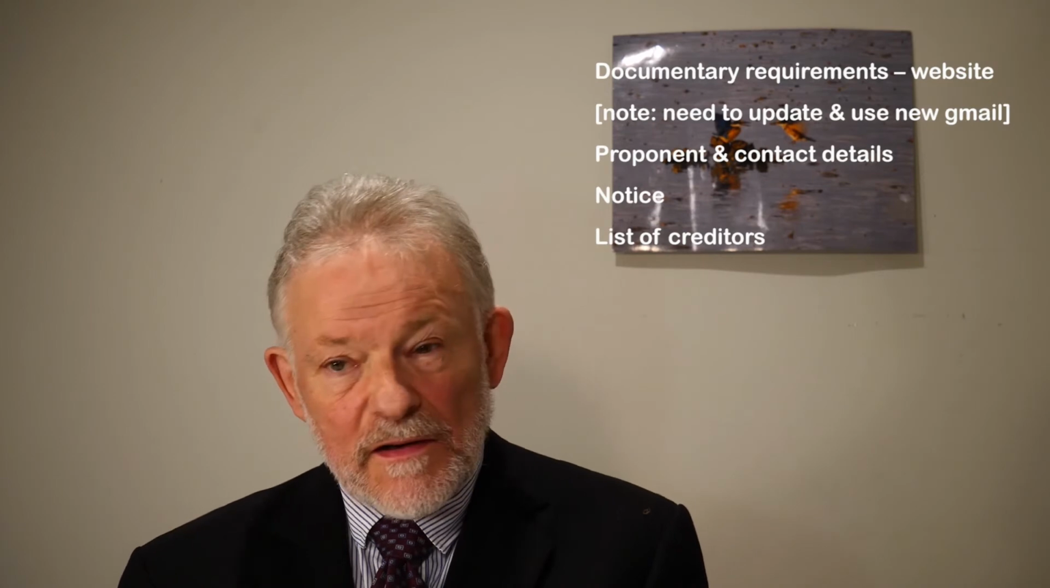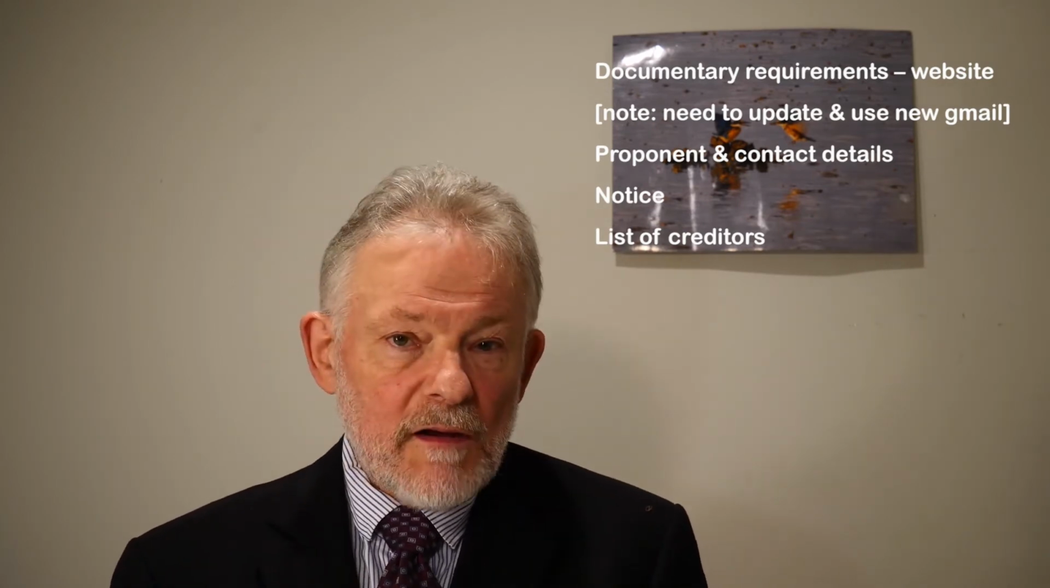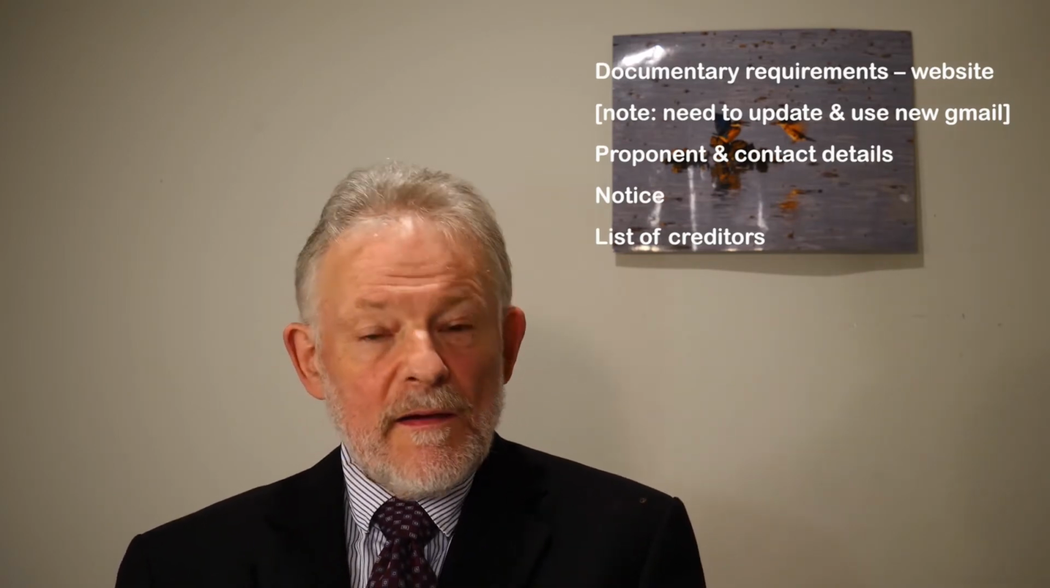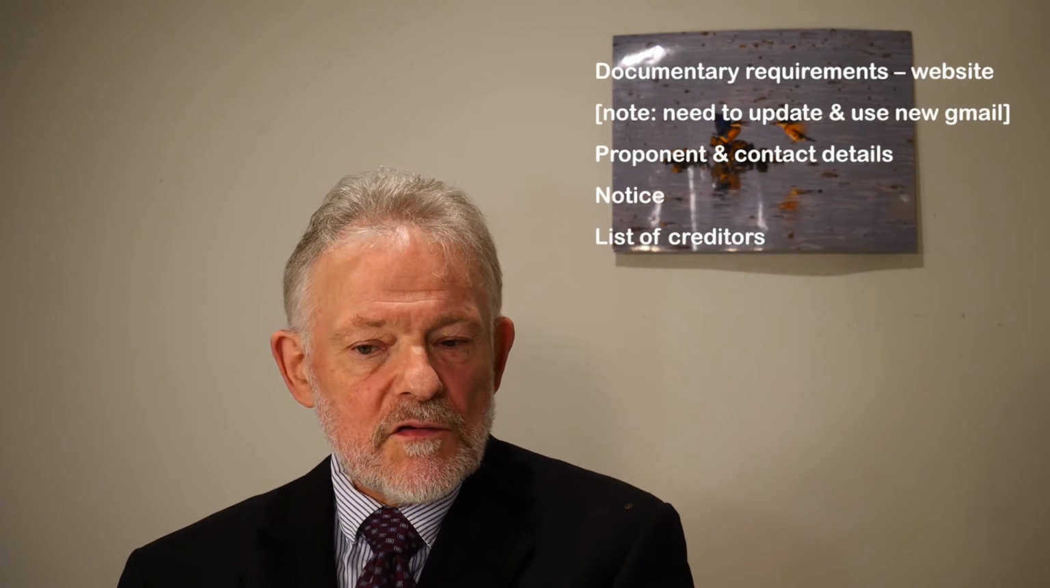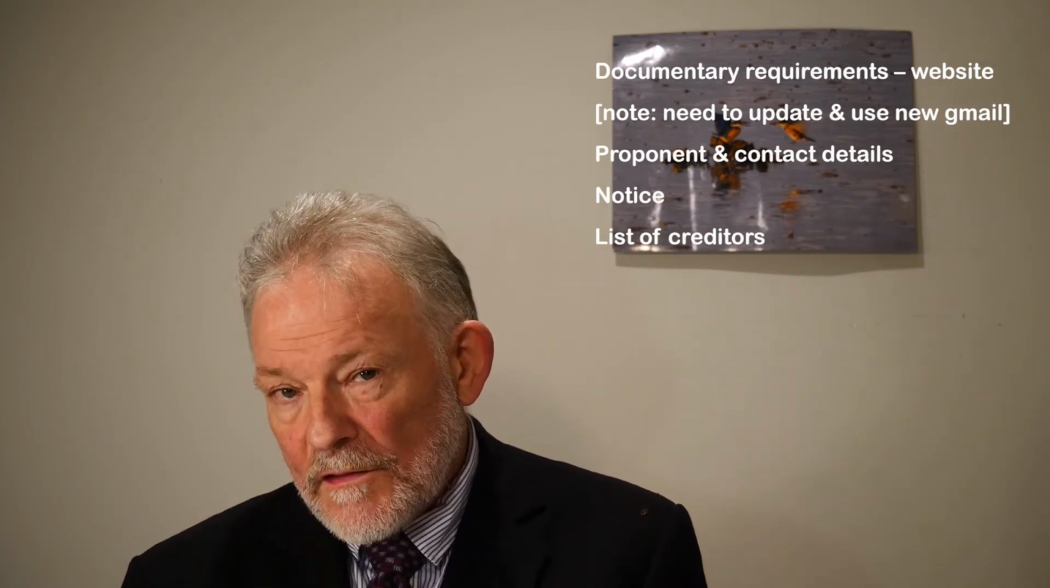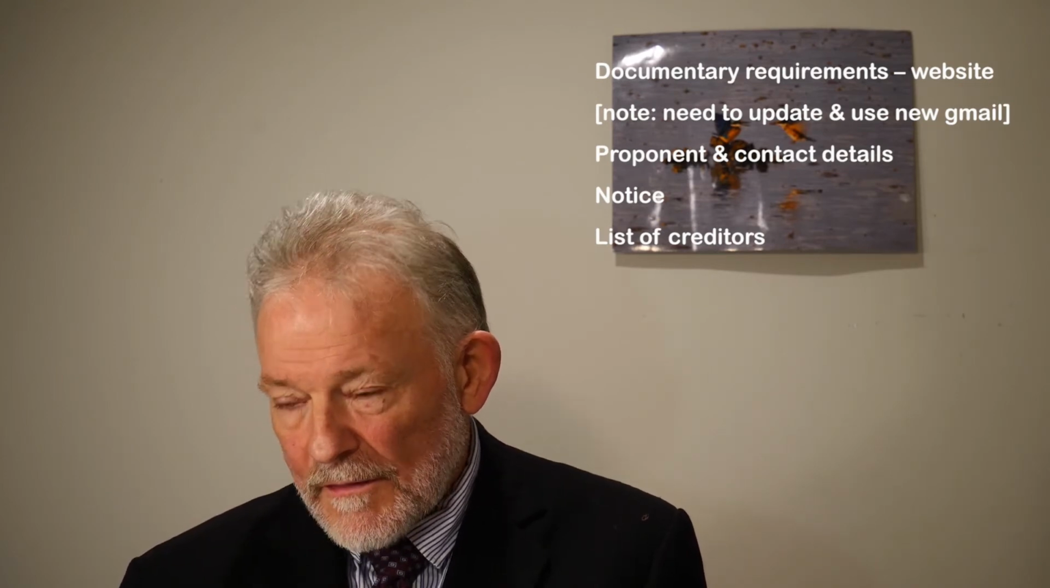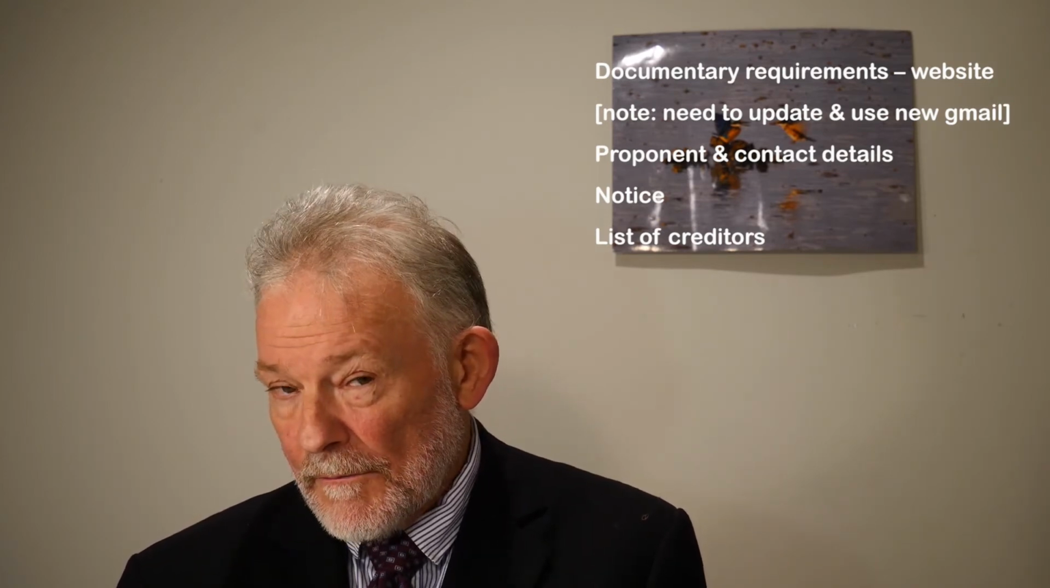Now, the sorts of things that are necessary is you have to identify the proponent, you have to give their contact details, you have to set out the notice, then the voting process, and an important issue is this: you are obliged to deliver the list of creditors. Now, the list of creditors has the name. It doesn't necessarily have the contact details of the creditors, but it certainly has the amount that they're owed. Now, some creditors may find that alarming.